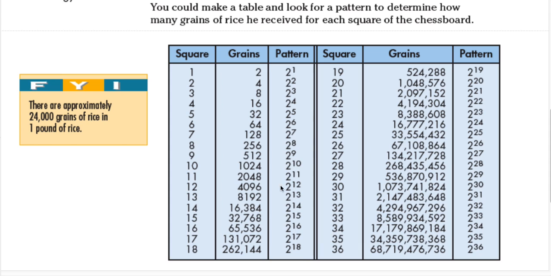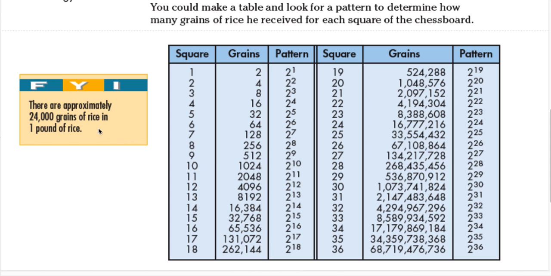So 2 to the first all the way to the 18th on the 18th chessboard square, and the 36th chessboard square is 2 to the 36th power. And if you notice, by the 30th square on the chessboard, it has surpassed 1,000,000 grains of rice. That's 2 to the 30th power.